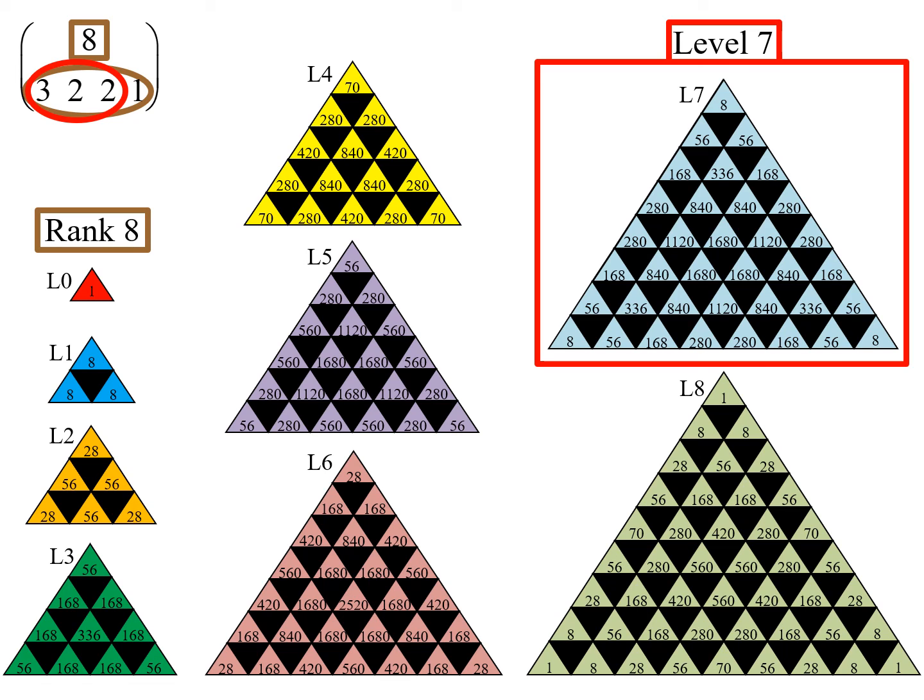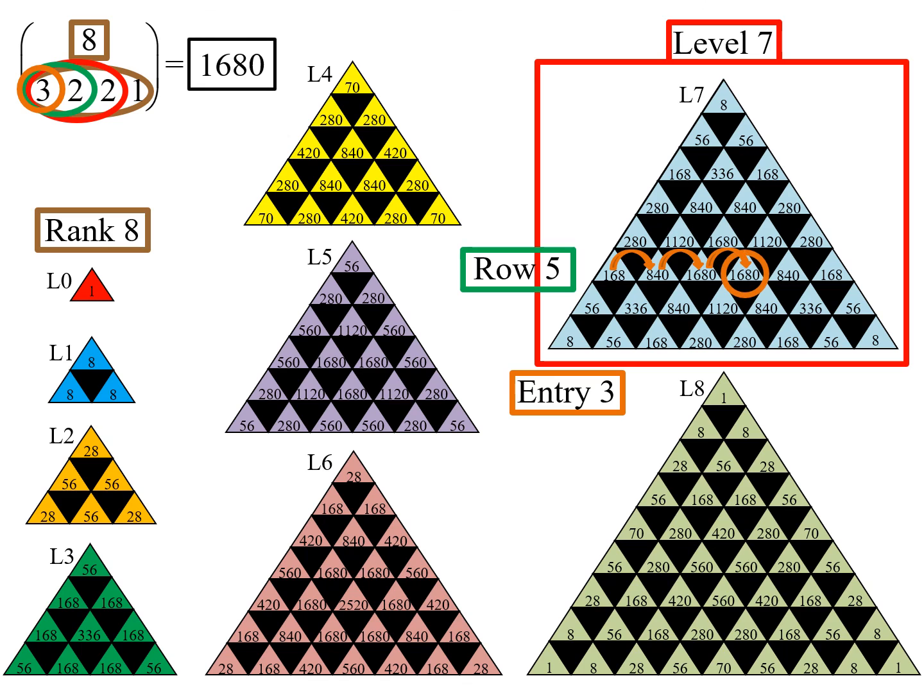Look at the 3, 2, and 2 circled in red. Select 2 of those numbers. I'm going to select 3 and 2. 3 plus 2 equals 5. That tells me to go to row 5. Now look at the 3 and 2 circled in green. Select one of those numbers. I'm going to select the 3. That tells me to go to entry 3. We count over and we get 1,680 for our answer. Pascal's hypertetrahedron did it for us.